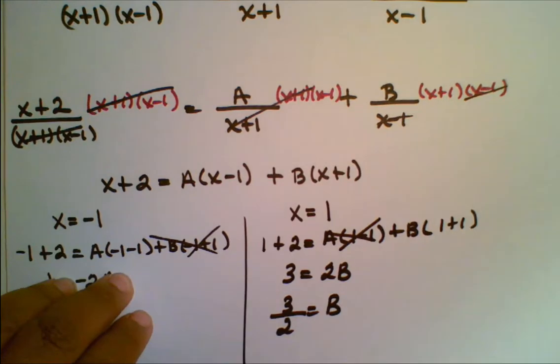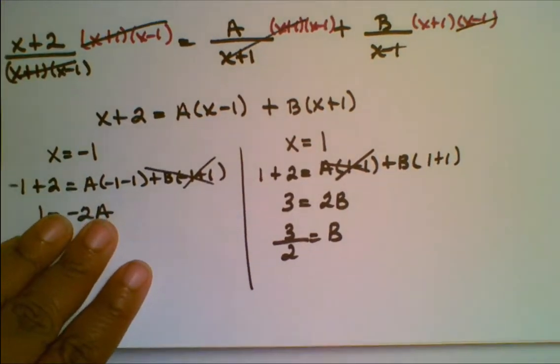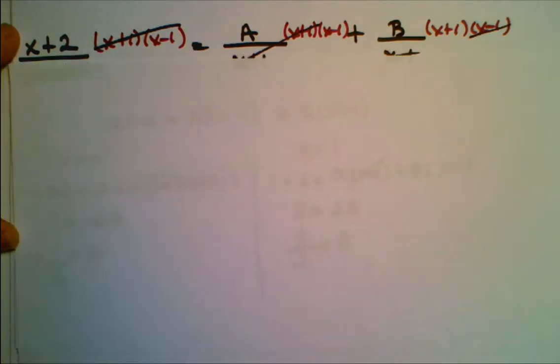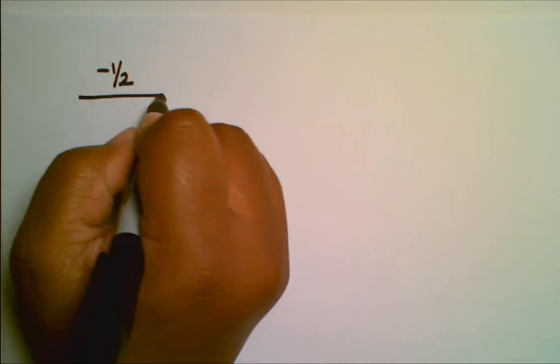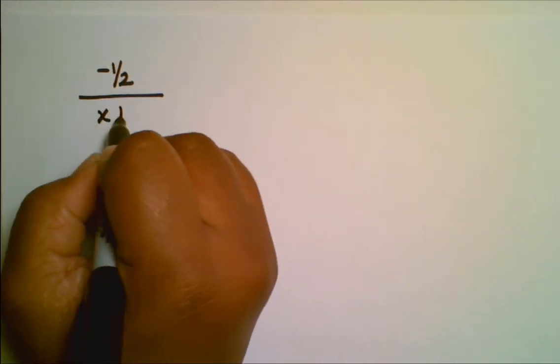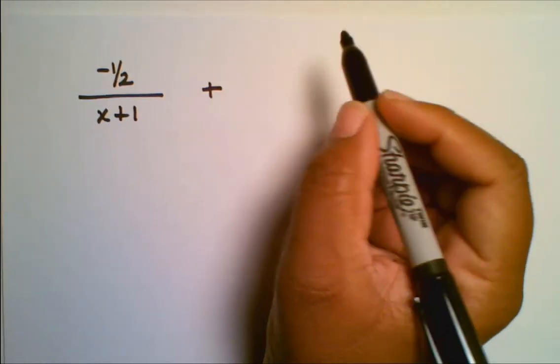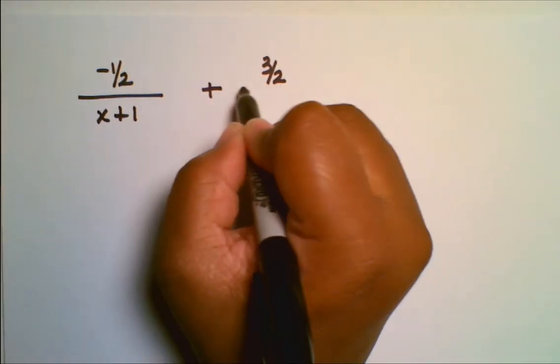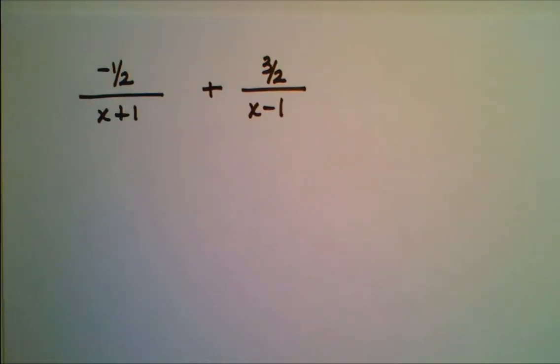So our coefficients, as we go back here, we're saying A is -1 over 2, all over x plus 1, plus we said B is 3 over 2, all over x minus 1. That will be our decomposition.